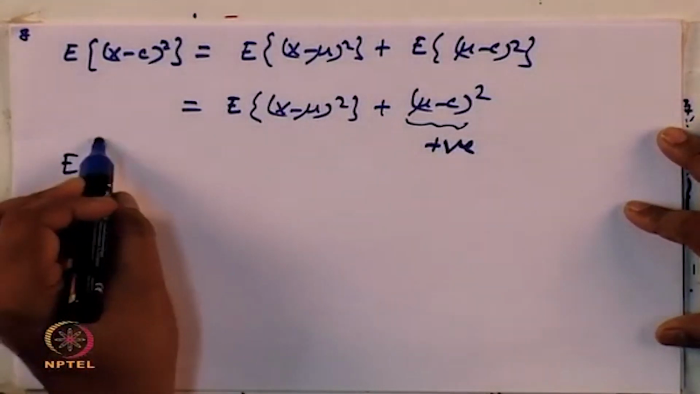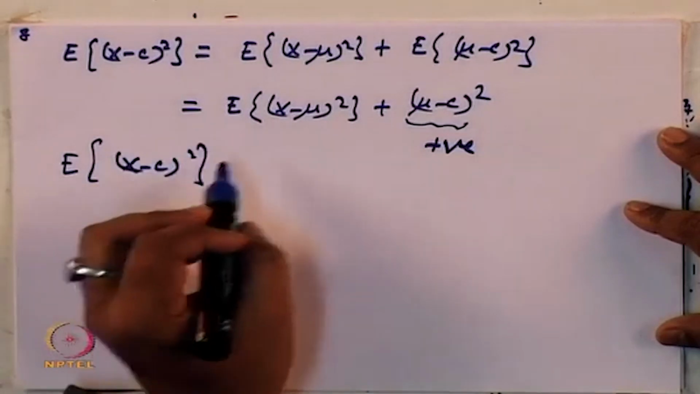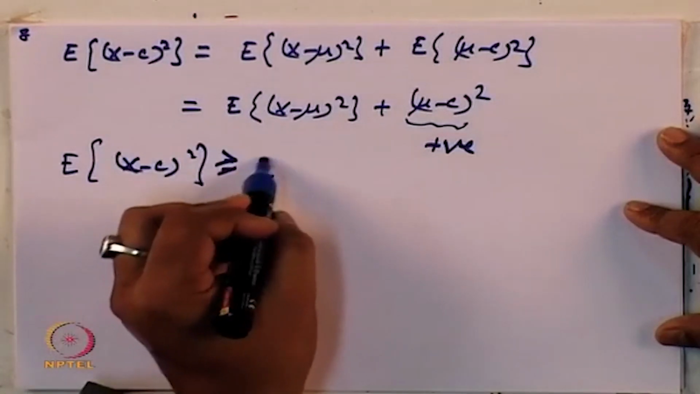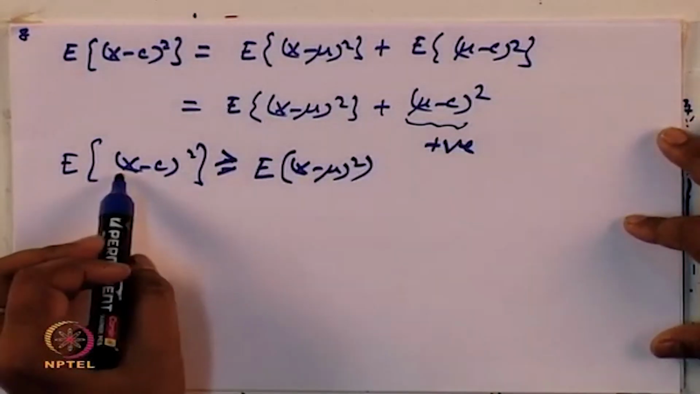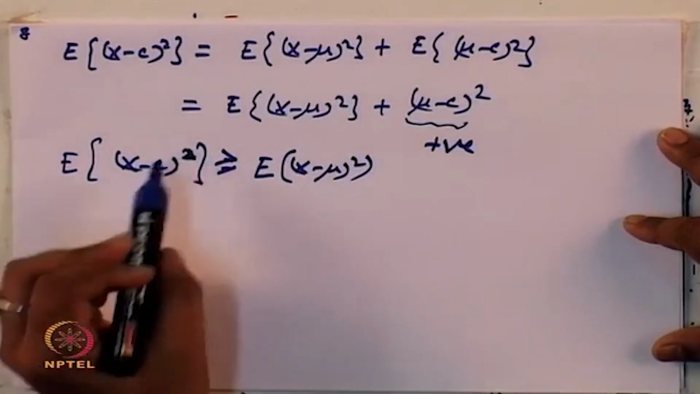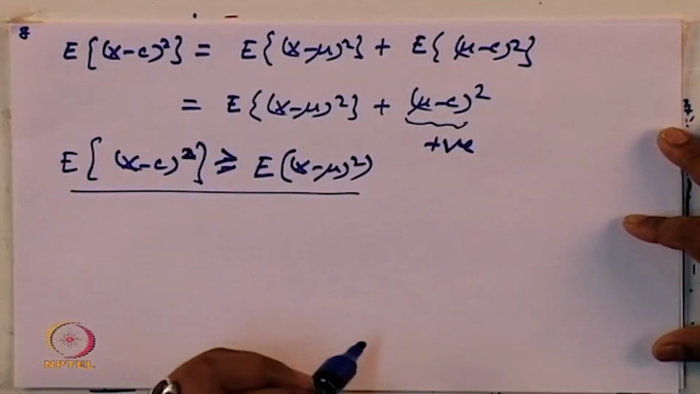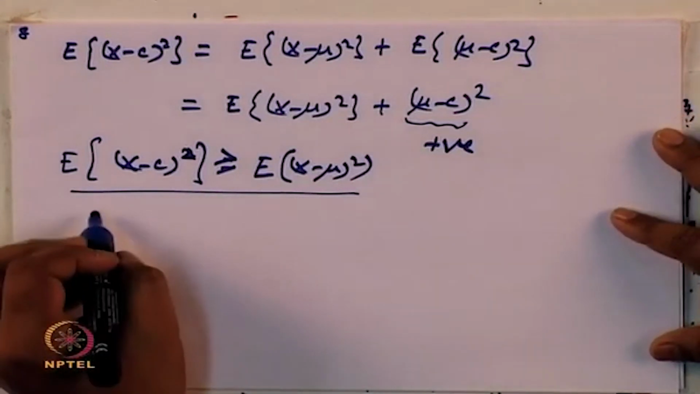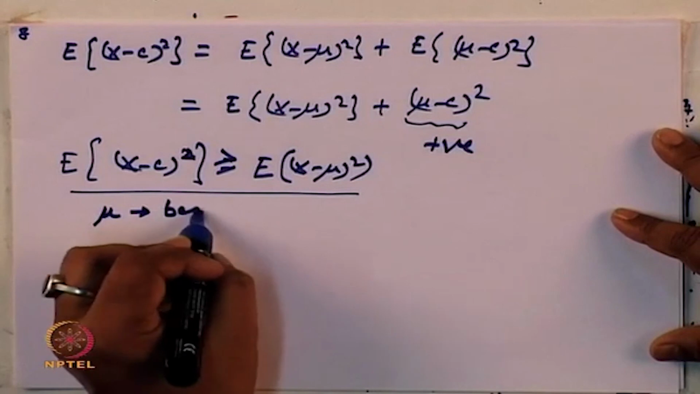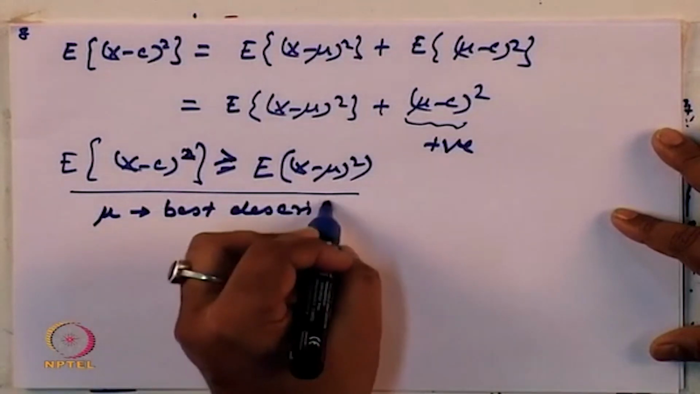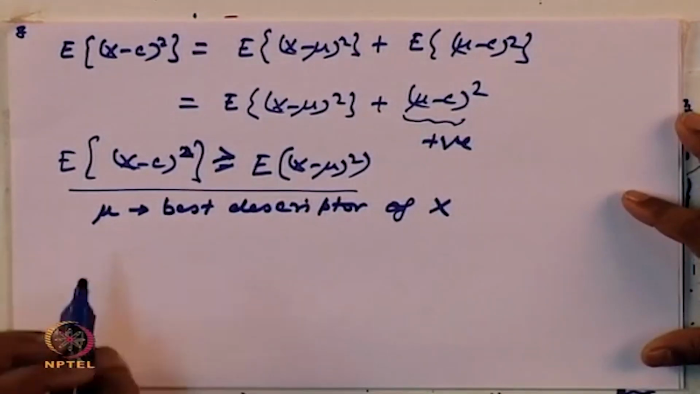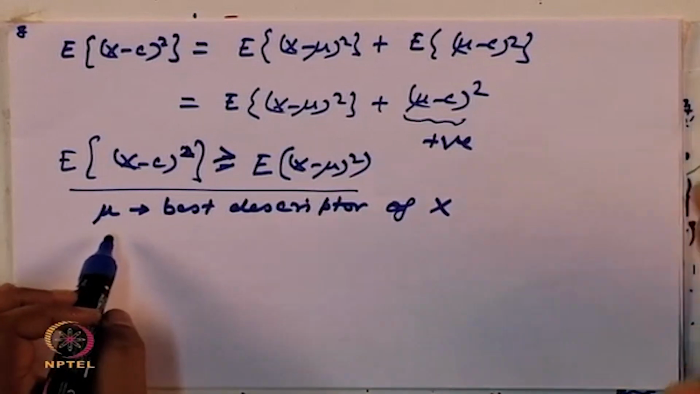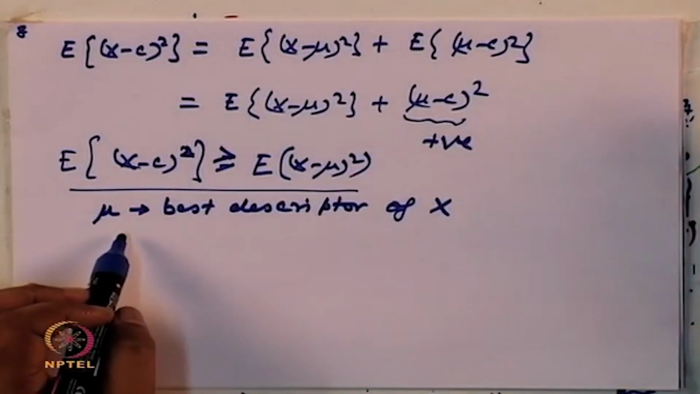So I can write that expectation of (x minus c) whole square is always greater than or equal to expectation of (x minus mu) whole square. This means that my mu is the best description. This is why the average is taken as such a standard metric for defining the population or the sample.